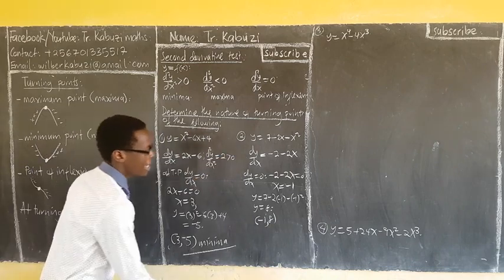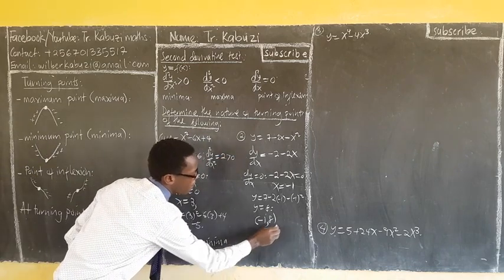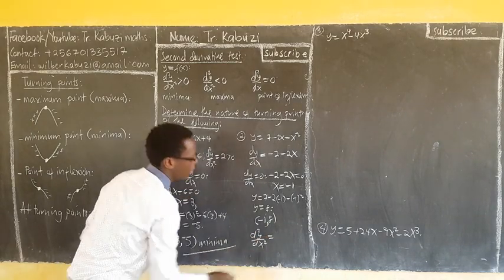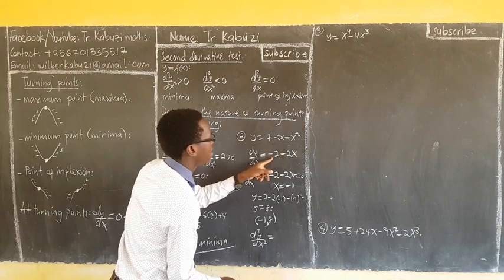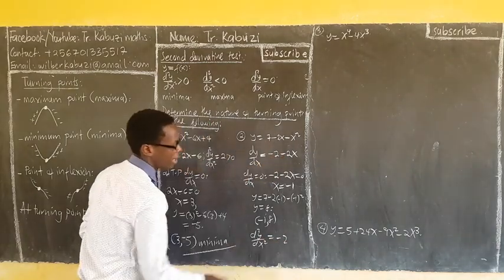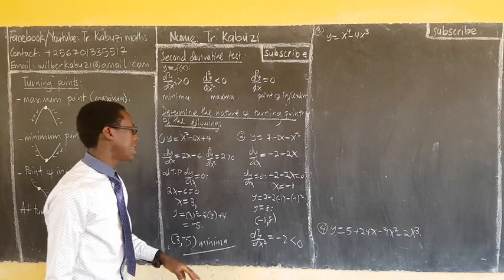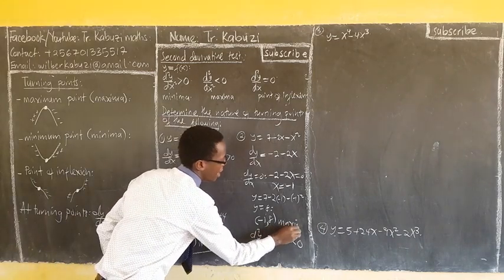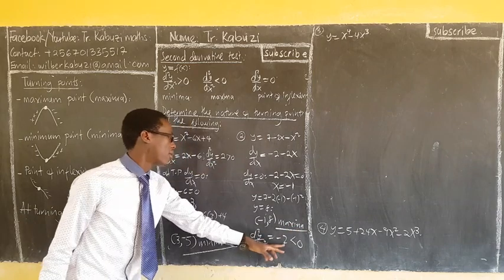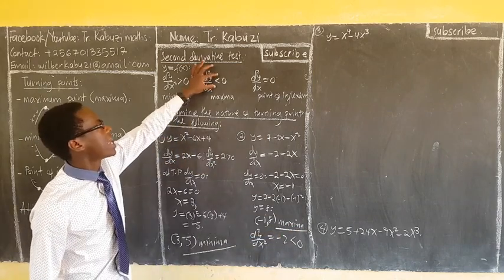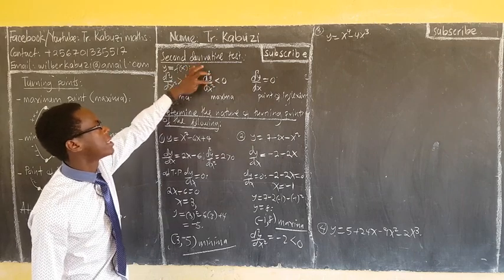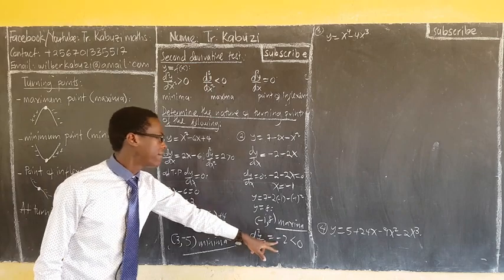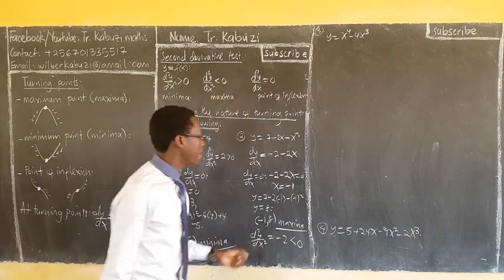From here, my second derivative, d squared y by dx squared, when you differentiate this, is negative 2, which is less than 0, meaning that this point is going to be a maxima. Why? Because this one is less than 0. If the second derivative of that function is less than 0, if it's negative, it means this point is going to be a maximum.